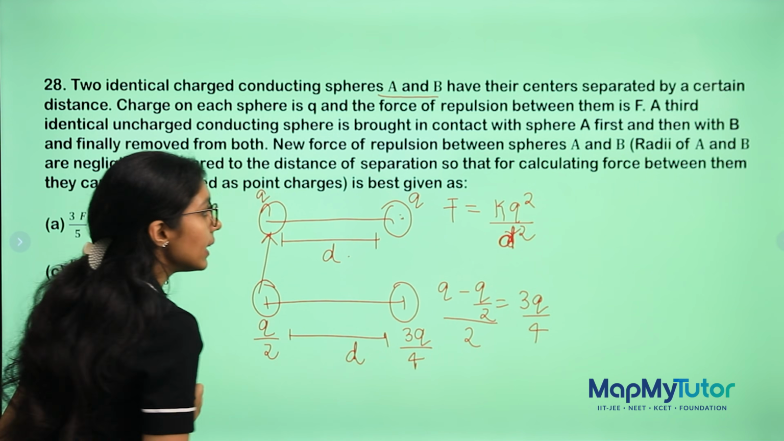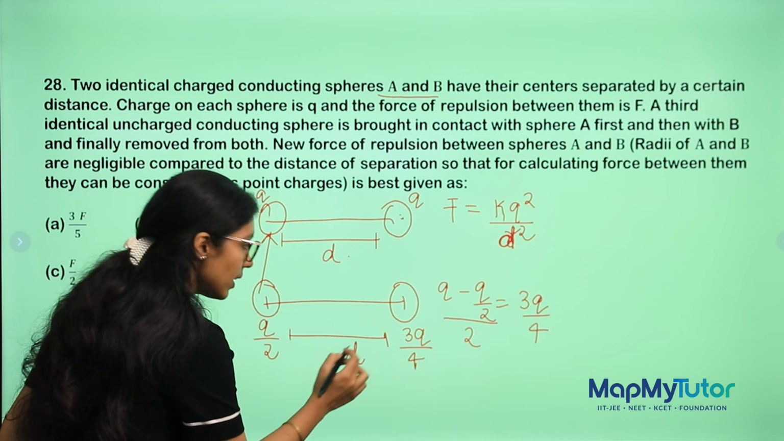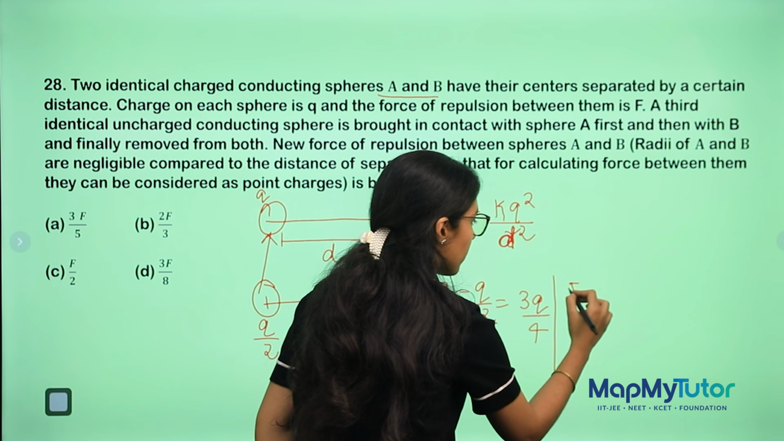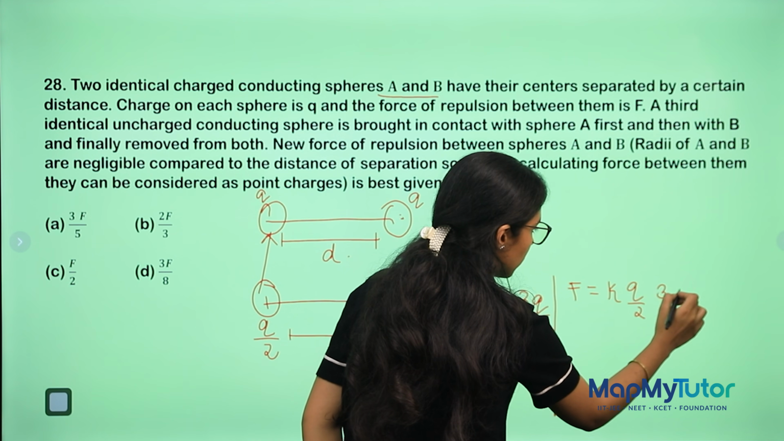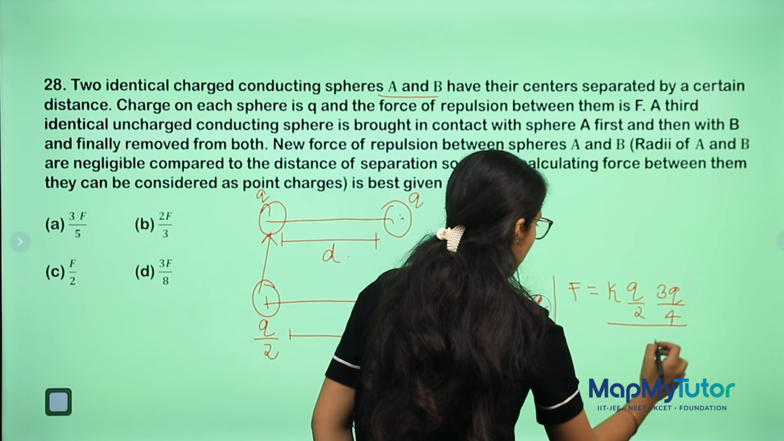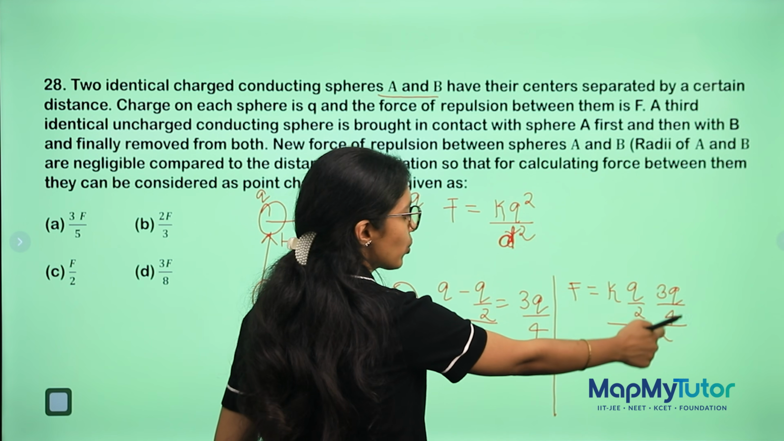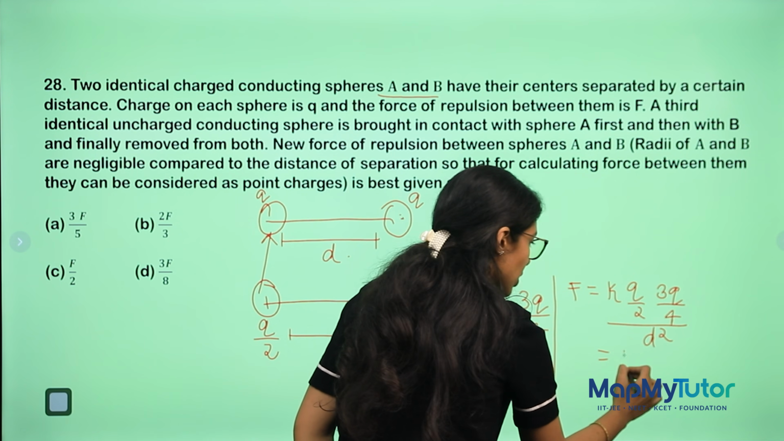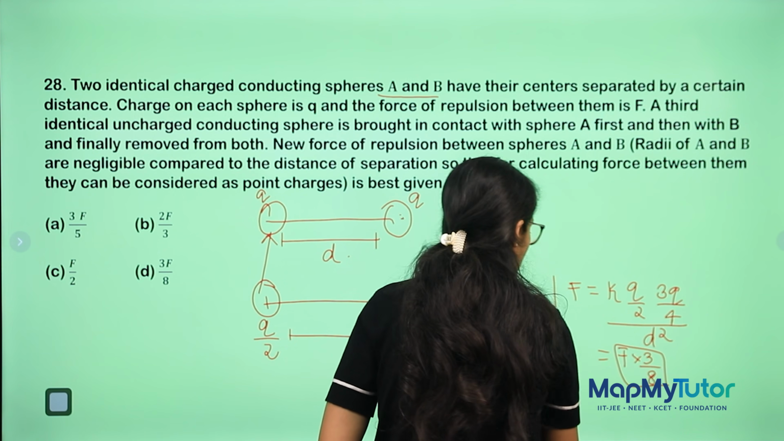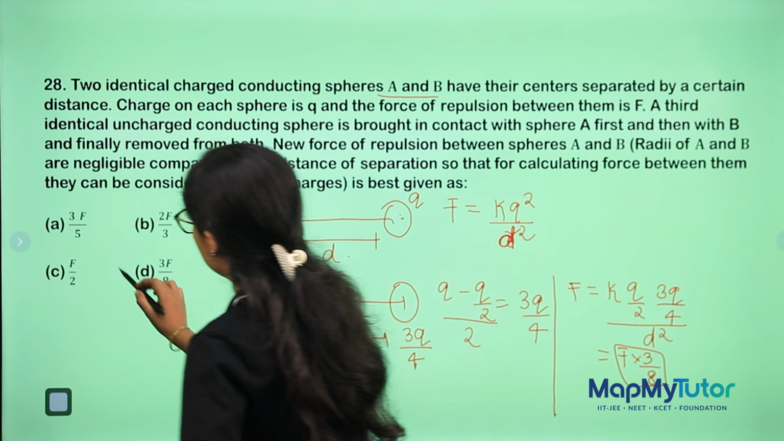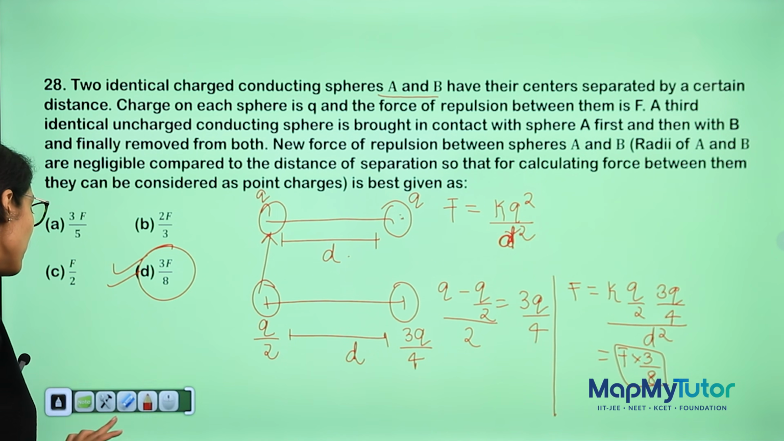So we need to find the relation between that. Now here F will be k into q by 2 into 3q by 4 upon d square. So k q square by d square is F, which is left with 3 by 8. So do we have an option? 3F by 8. Yes, option D is the right answer. Very easy. Yes, very fun to do this type of questions.